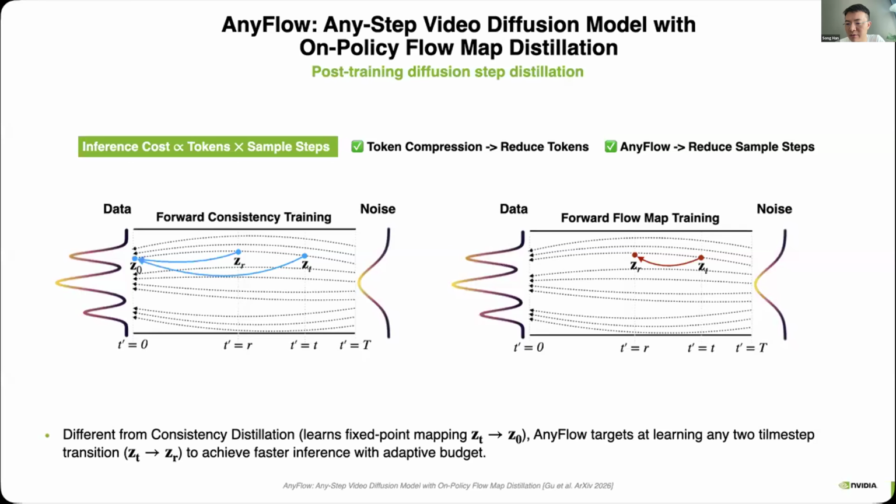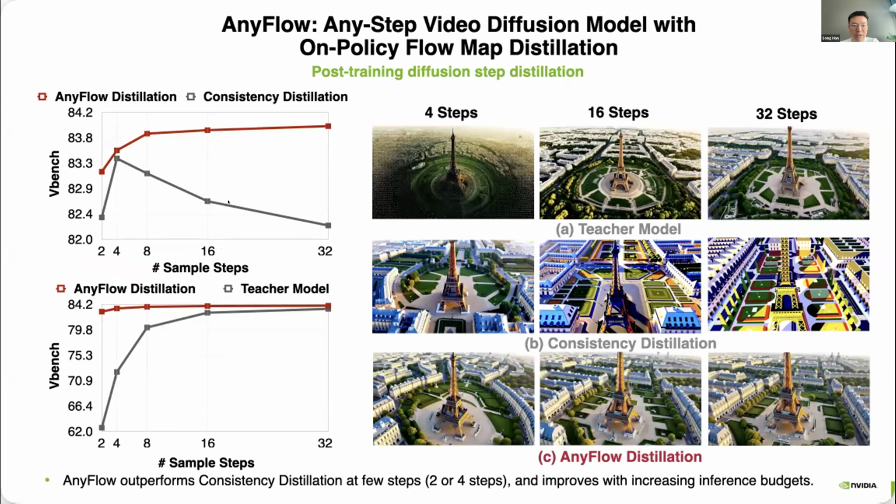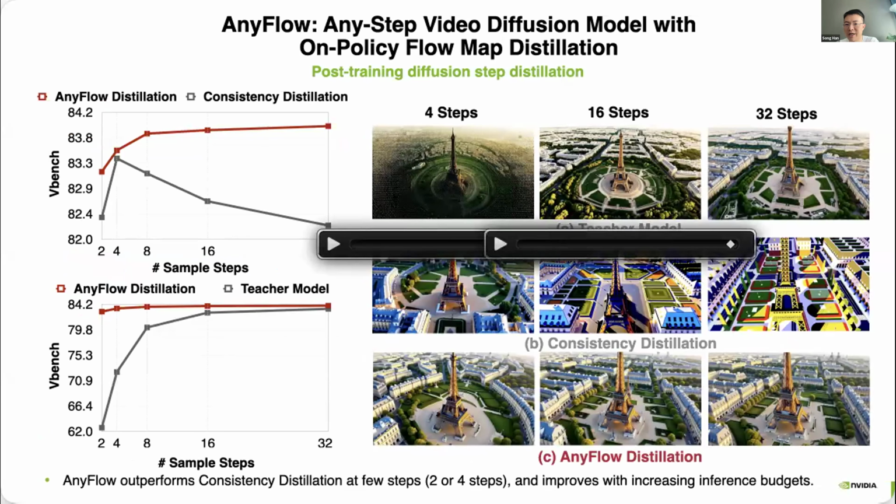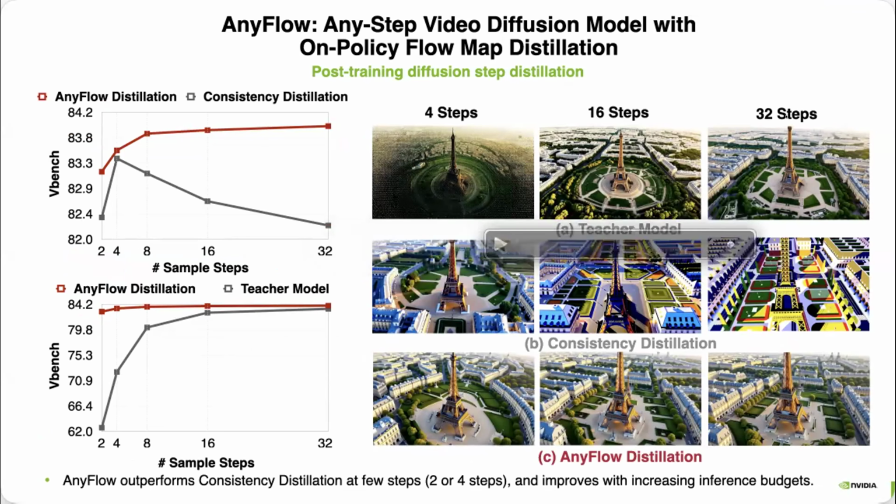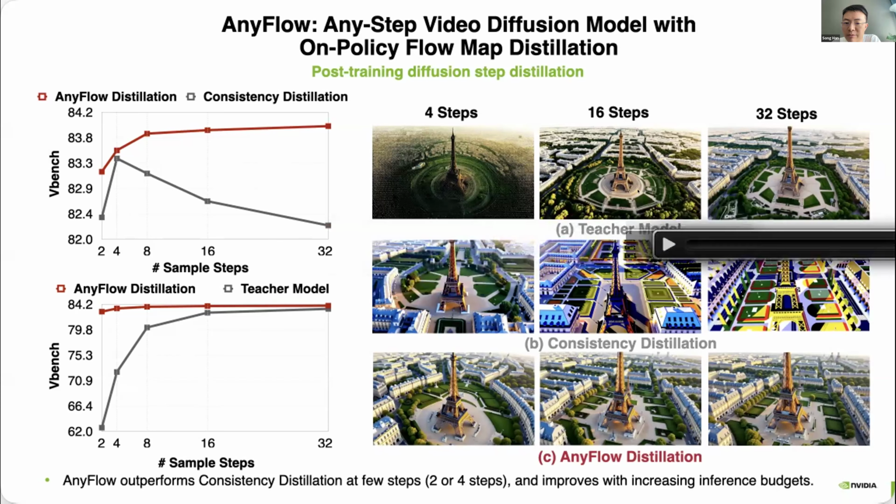So as we reduce the sampling steps, the model performance remains quite good. This is different from consistency distillation, where it's going to work at only a certain time step. For example, it only works at 4 steps. At 2 steps or more steps, the model quality will collapse. On the right-hand side is showing 4 steps, 16 steps, and 32 steps. In the middle, the teacher model is a consistency distillation.